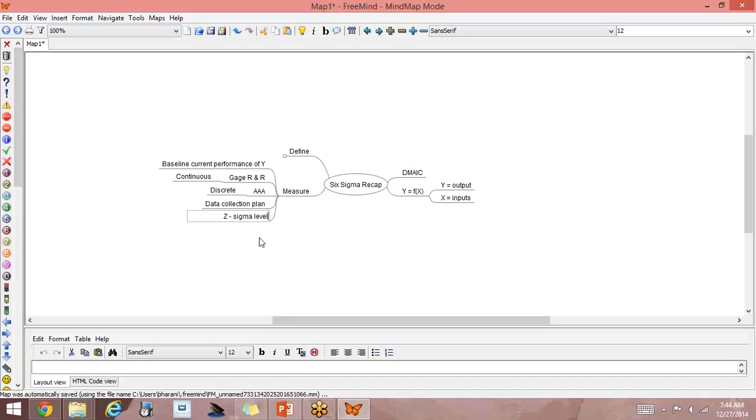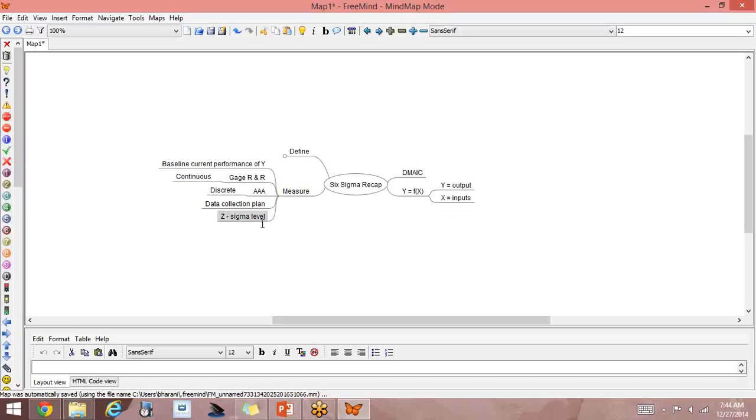Am I operating at 2 sigma or 3 sigma or 4 sigma or 5 sigma? What sigma level am I operating at as of today? And from there, where do I need to go? That is what I need to plan in this. So what I do is I try to measure the Z, that is sigma level.